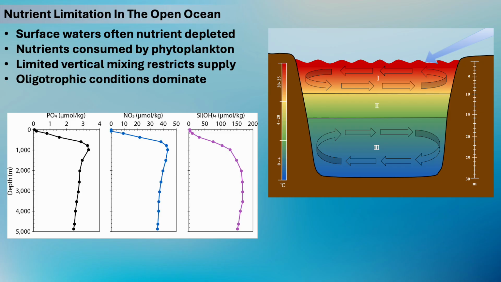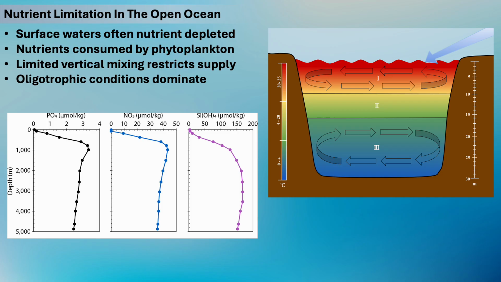One of the defining characteristics of much of the open ocean is nutrient limitation. As we discussed in the primary production lecture, phytoplankton require nutrients such as nitrogen and phosphorus to grow. In the open ocean, these nutrients are often in very low concentrations at the surface. This pattern arises because phytoplankton continuously take up nutrients in the euphotic zone. Once incorporated into biomass, these nutrients are removed from the dissolved pool.